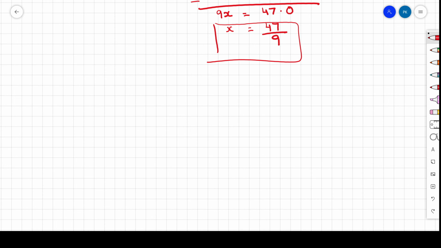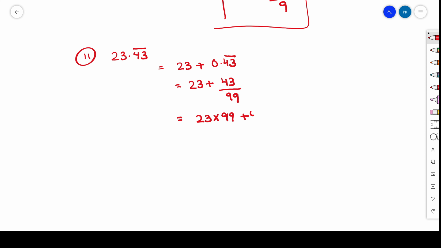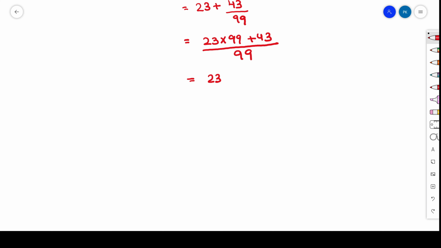Let us take one more example. We have the number 23.43, and the bar this time is on both the digits. Again, let's try with the direct method. This can be written as 23 plus 0.43 bar, which means 23 plus 43, and there are 2 digits, so we'll divide it by 99. 23 into 99 plus 43 by 99, we get 2320 by 99.